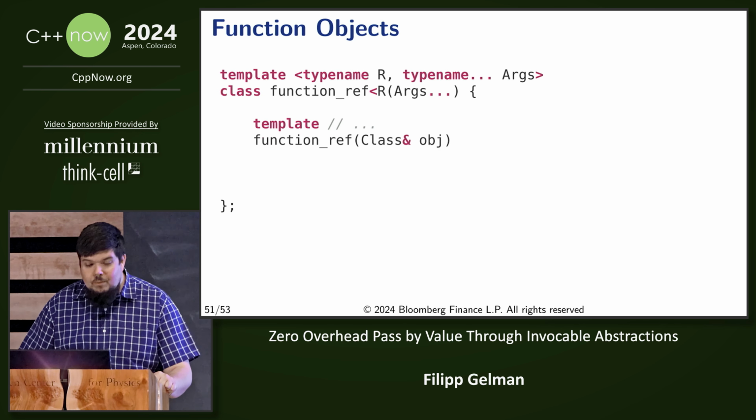That's it. So now if I have a class with a call operator that takes a mountain by value, I can construct a function ref, and I can call it with a mountain value without any intermediate copies or moves. We're done. Thank you.